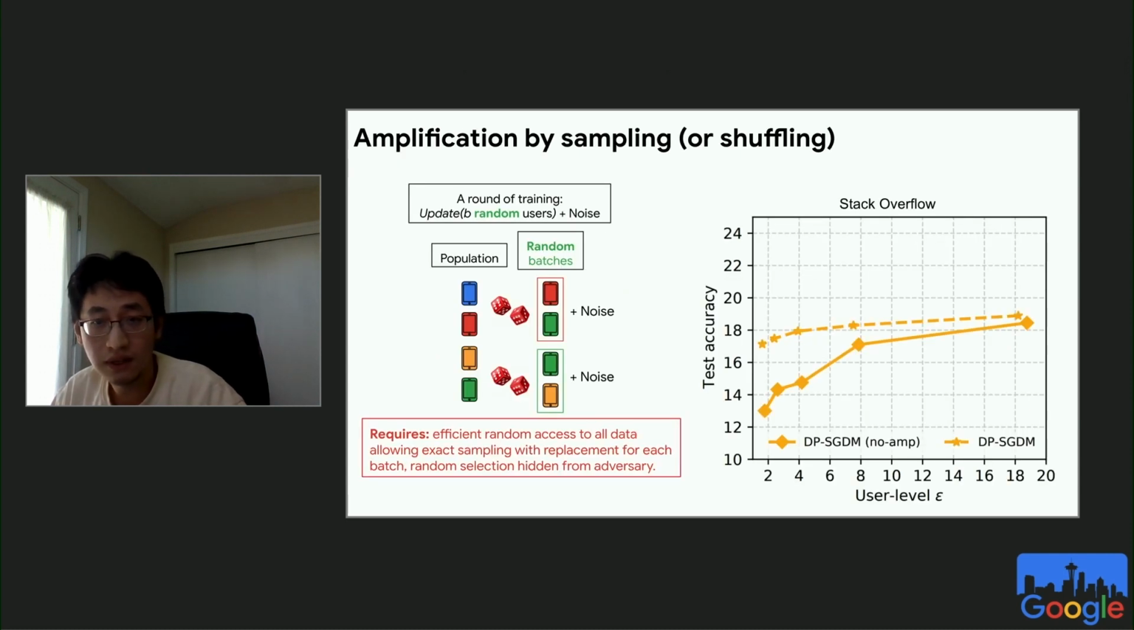Okay, if you look at the figure on the right side, this shows the privacy utility trade-off for a Stack Overflow dataset in federated learning. The x-axis is the epsilon for privacy, and the y-axis is the test accuracy. The 2 curves are DPSGD on the server side, which is DP Fed averaging in the federated learning setting. One is without amplification, another is with amplification. This amplification is achieved by assuming uniform sampling. Then there's a big gap between the privacy utility trade-offs. Next, please.